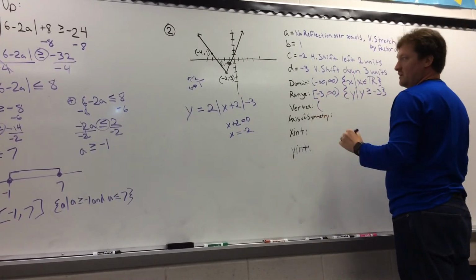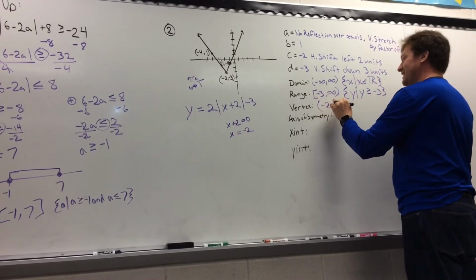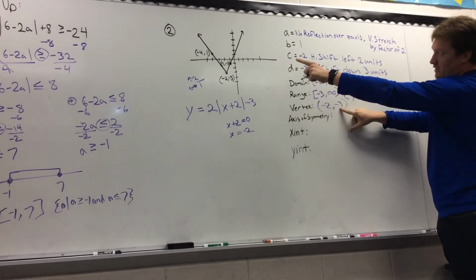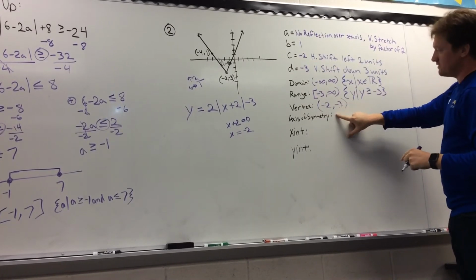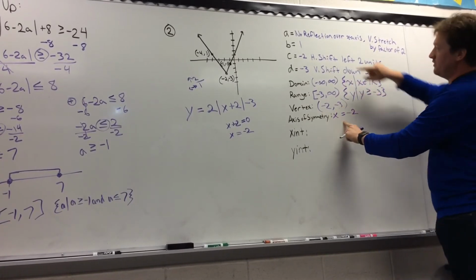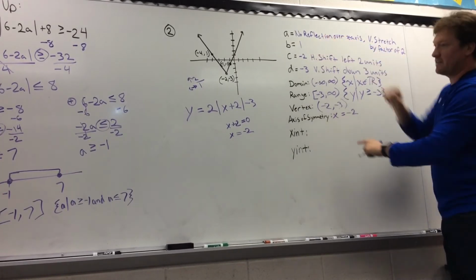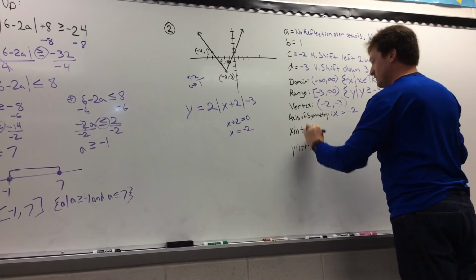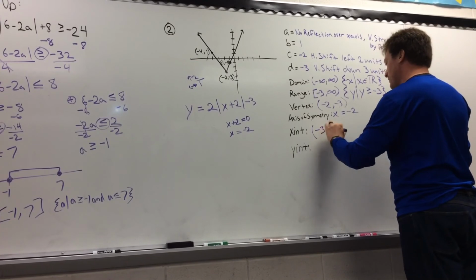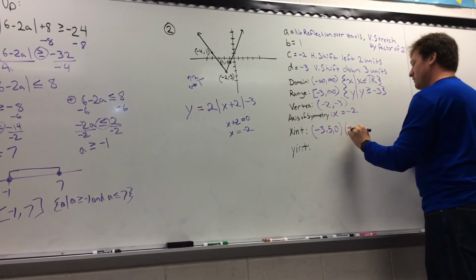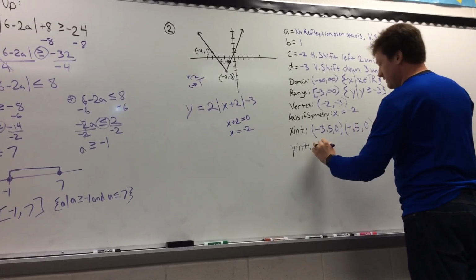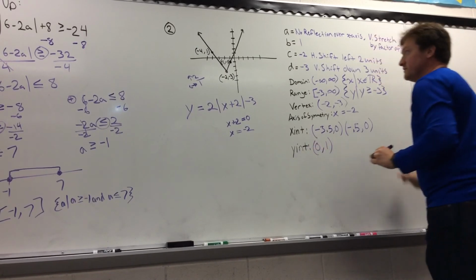Vertex was already given to you as part of the graph. Negative 2, negative 3. Notice that the negative 3 is the range. You just have to look and see which way it's opening up or down. The axis of symmetry comes from the x value. So x is equal to negative 2. It is also your C value. X-intercepts I already found. We're going to start with the lowest one, or the one furthest to the left. So you got negative 3.5 comma 0. And you've got negative 0.5 comma 0. And your y-intercept is at 0, 1. That takes care of your warm-up.